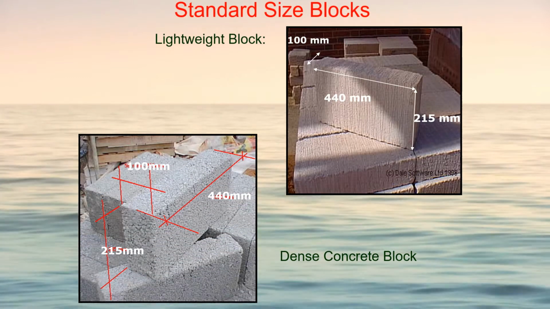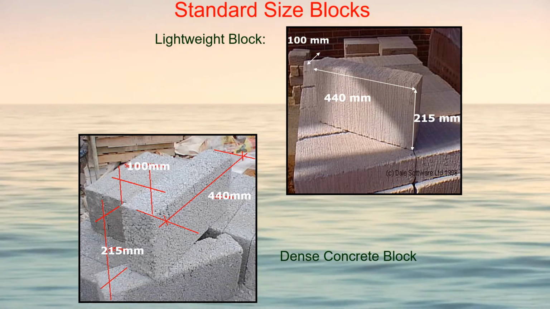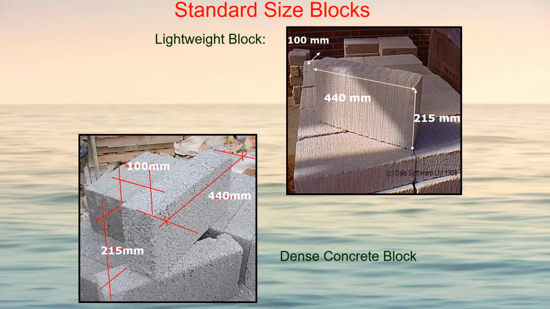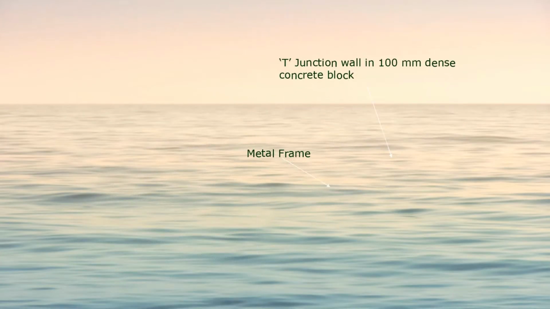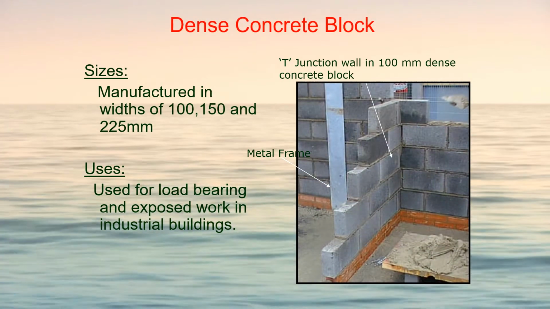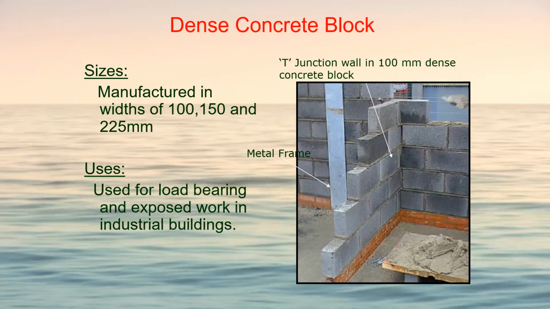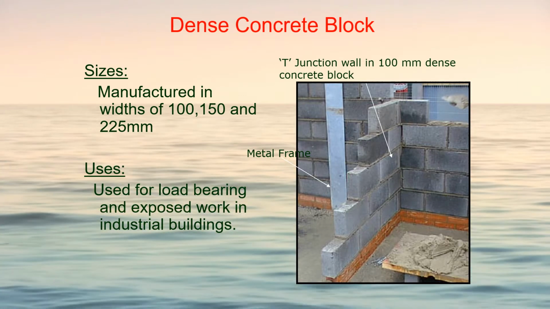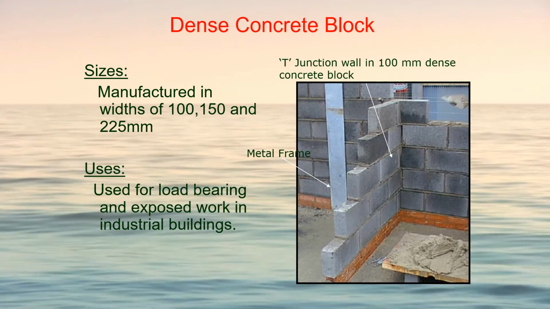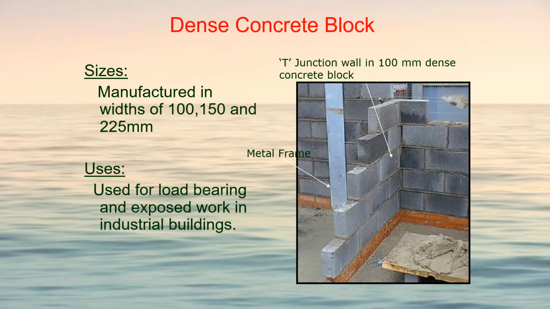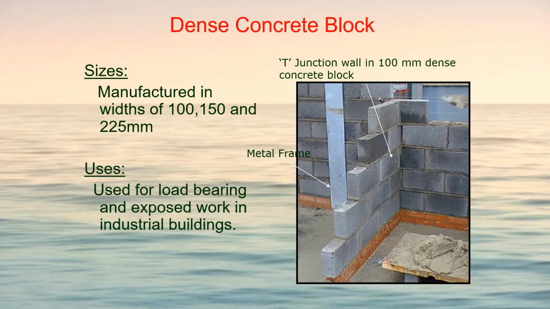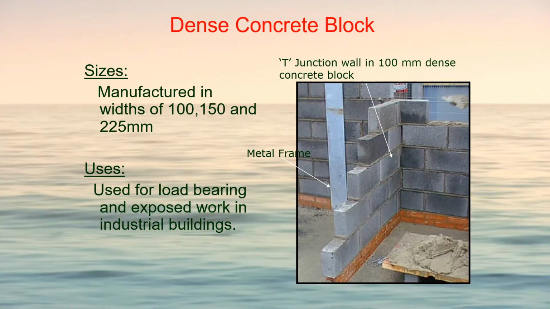These are the typical standard sizes for lightweight block and solid dense concrete block. This is an example of dense concrete block. The size can vary in width, ranging from 100 mm, 150 mm, and 225 mm. Normally used for load bearing and exposed work in industrial buildings.